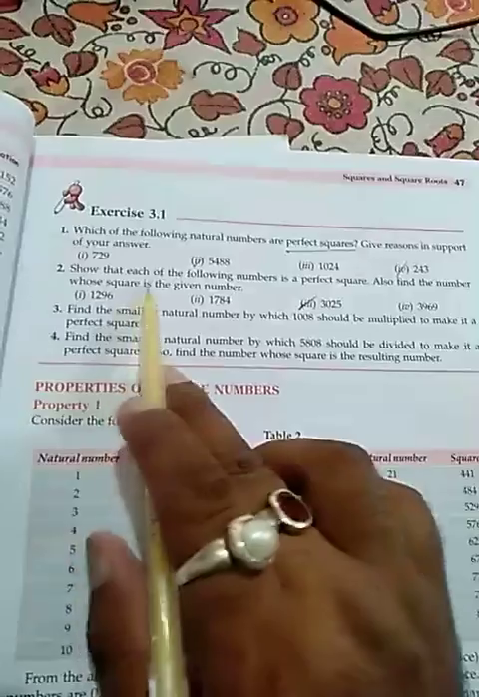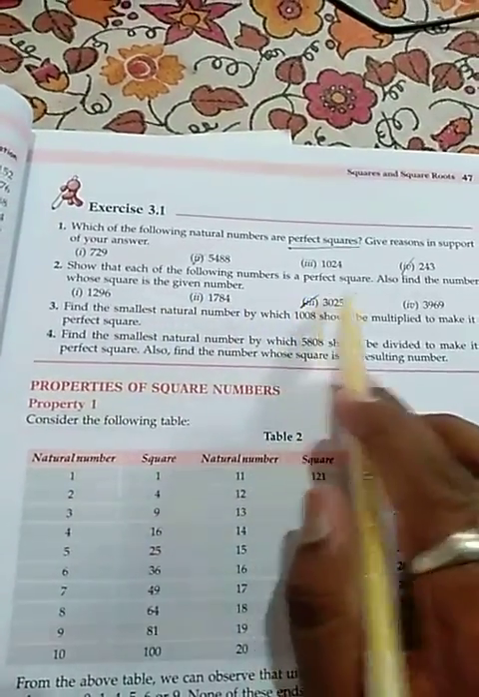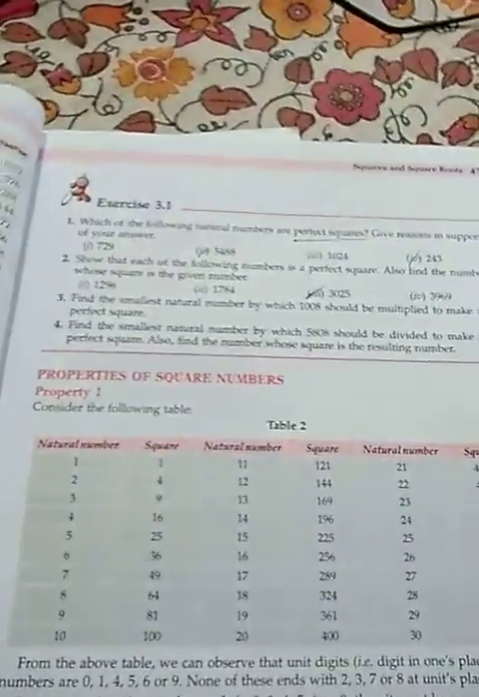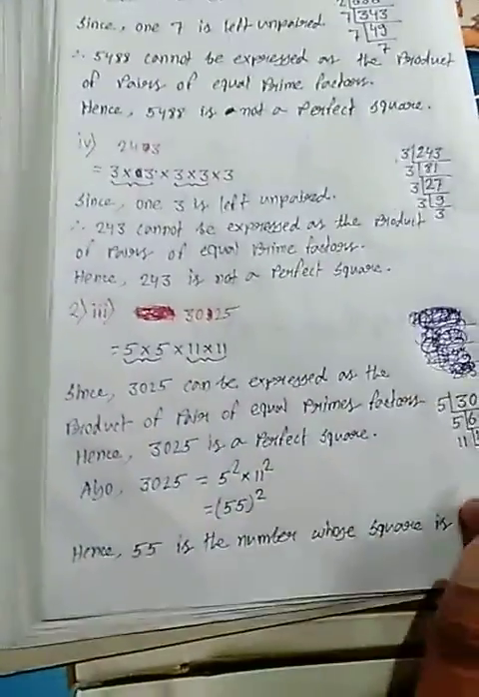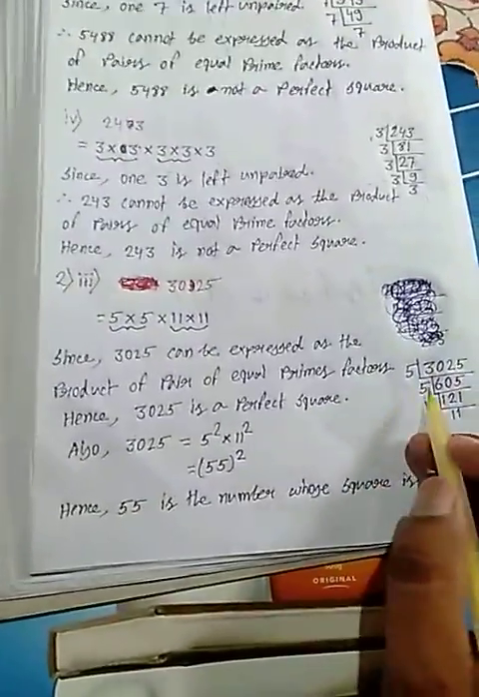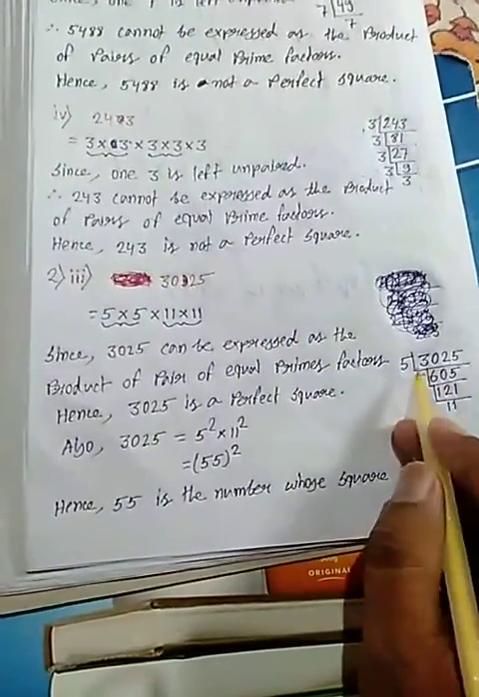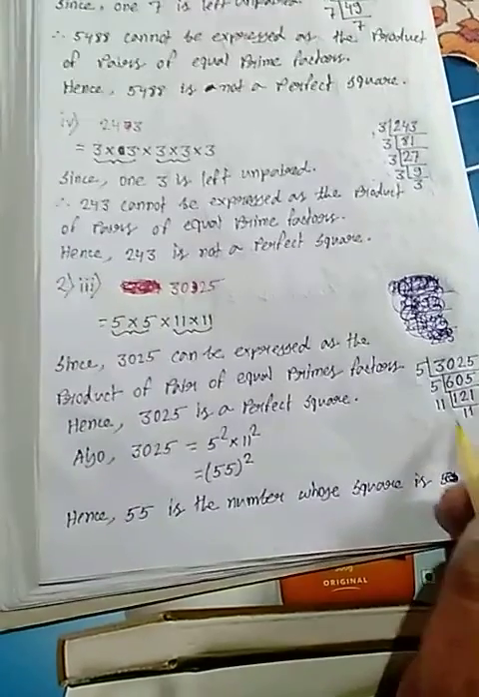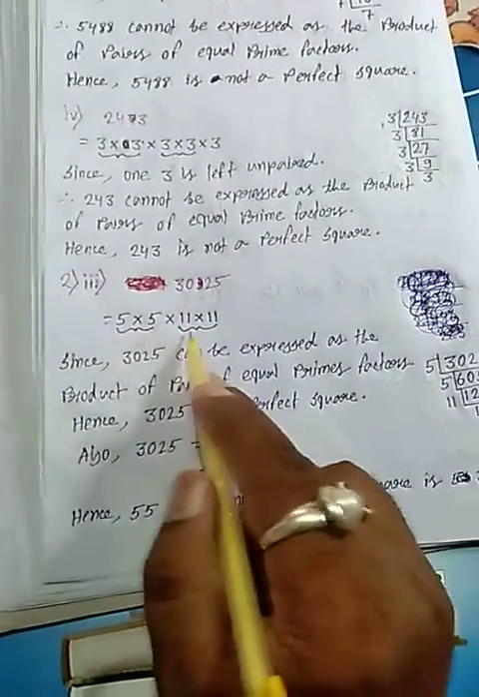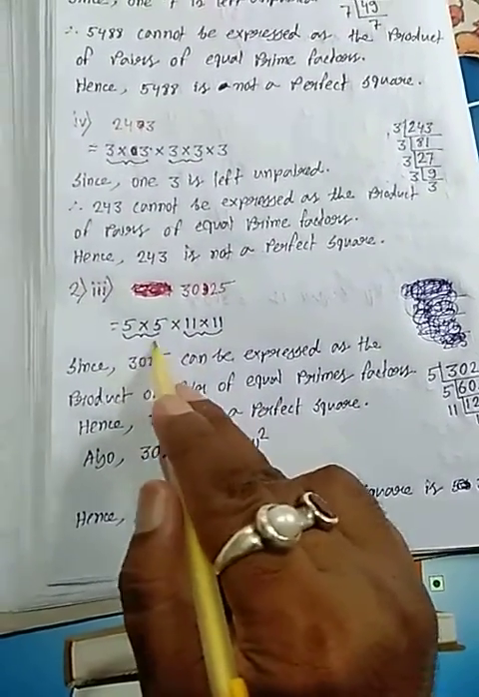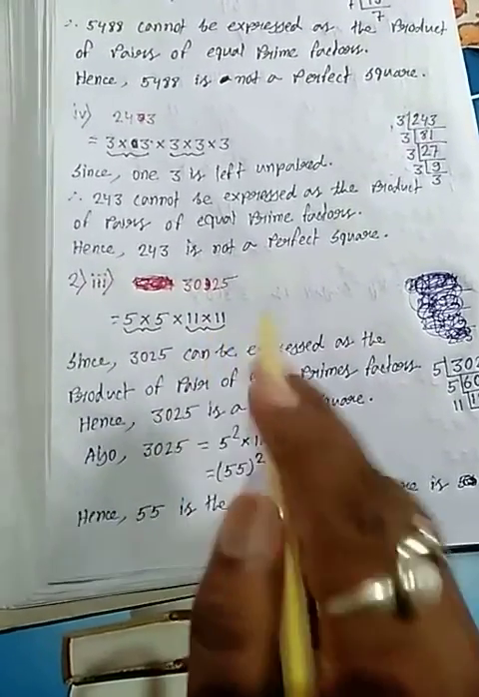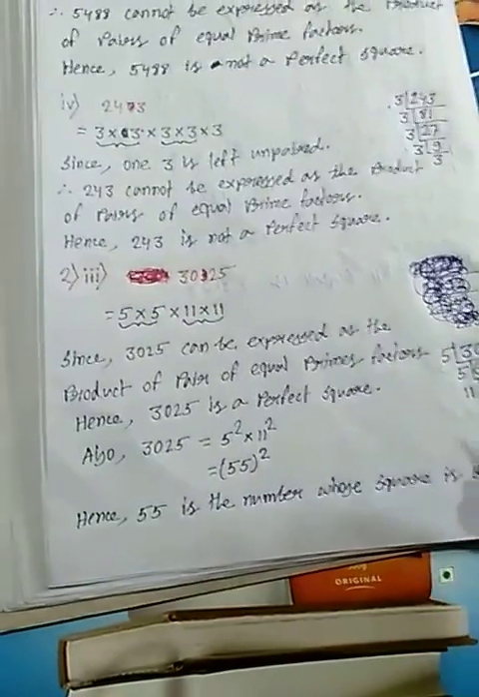Clear? Now go to question number 2. Question number 2 is given: so that each of the following numbers is a perfect square. Also find the number. That means you have to find the perfect square number. Clear? Now apply the same process. Try to factorize this number. You will get 5 and 11. That means you can write this number this way. Look, there is 1 pair of 5 and there is 1 pair of 11. Clear? Both have a pair. That means this is a perfect square.